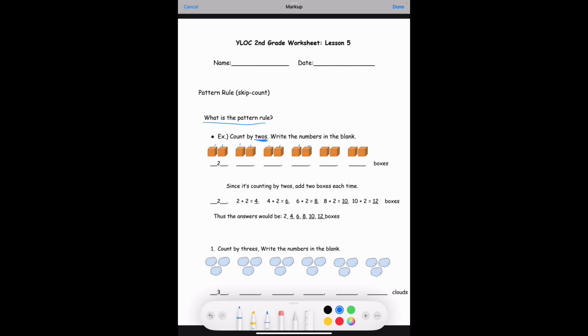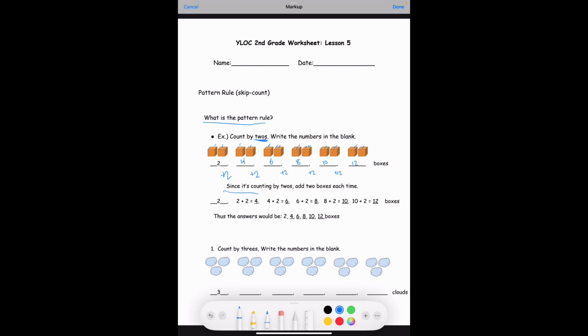So first we have 2 right here, so we're just going to add 2, which is 2 plus 2 equals 4. And we're going to add 2 again because there's 2 more boxes right there. So 4 plus 2 equals 6. And add 2 again because there's 2 boxes right here and there's the same amount of boxes again. So 6 plus 2 is 8. 8 plus 2 is 10. And 10 plus 2 is 12.